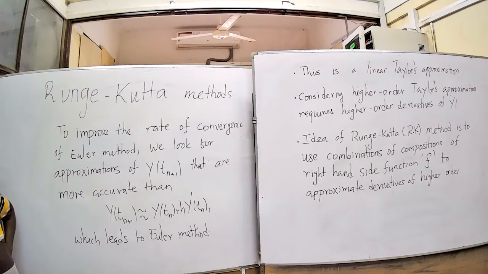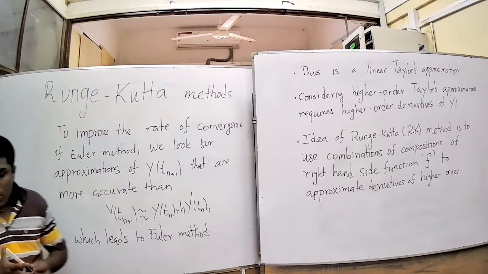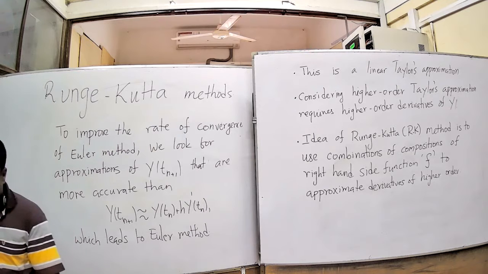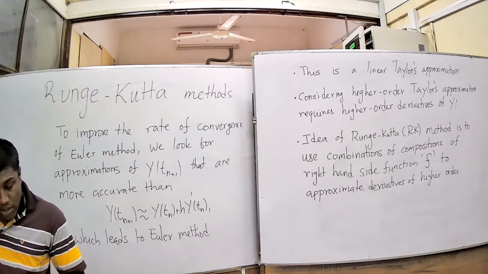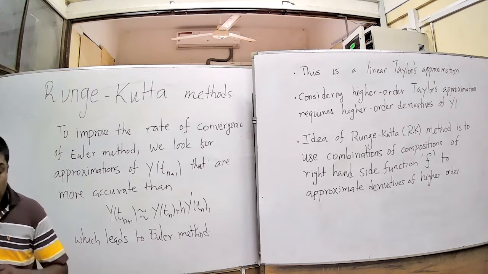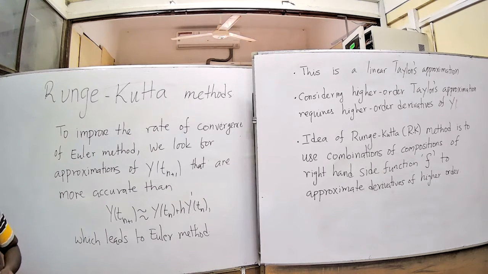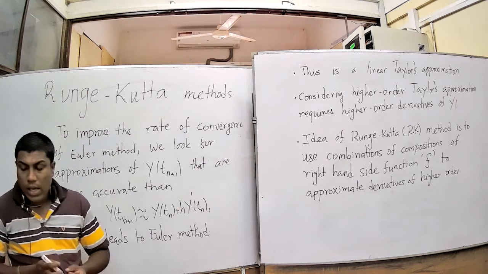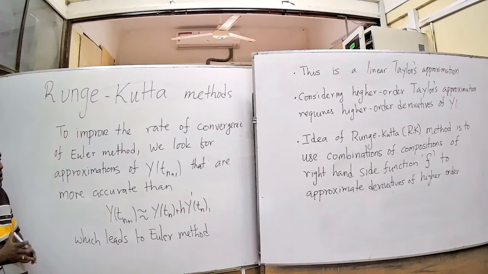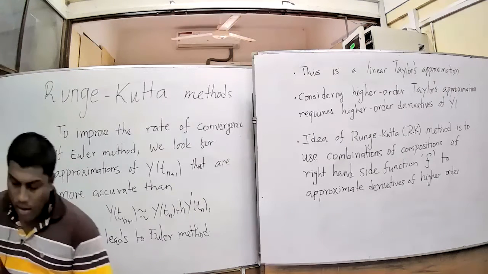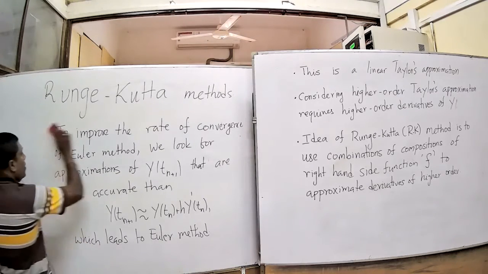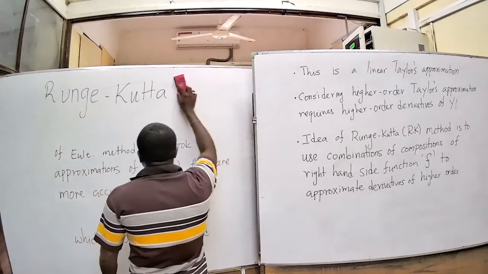So what they do in the Runge-Kutta method is they use combinations of compositions of the right hand side function f to approximate the derivative. So obviously it is an extension of Taylor's method, right? So we will start with Taylor's method. Basically we will do an example, and then we will see how we can expand that into the Runge-Kutta method. So that is what we are going to do here. First we will start with Taylor's method.